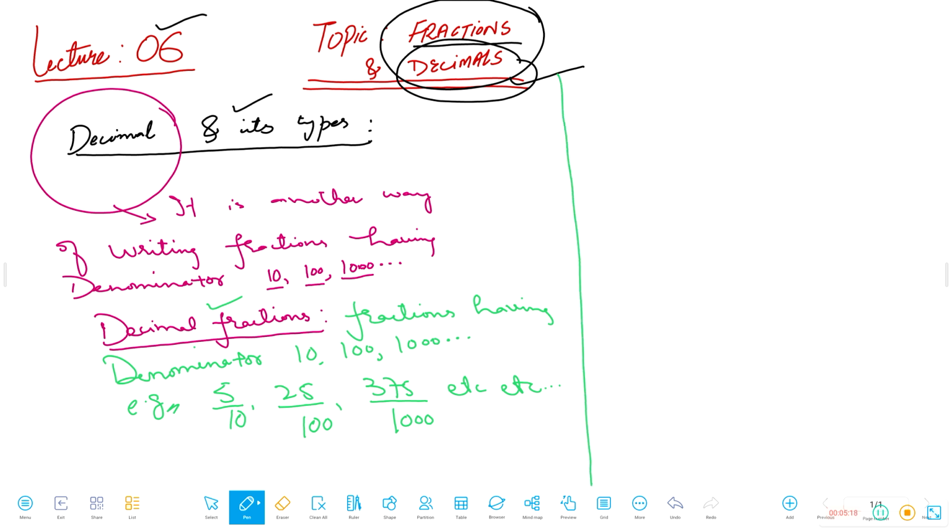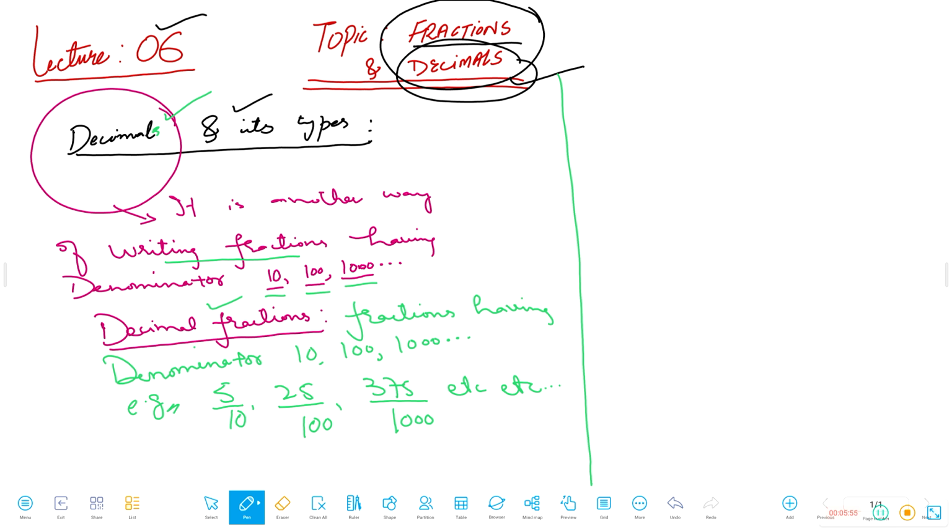What are decimals? Decimals are another way of writing fractions. एक दूसरा तरीका fractional numbers को लिखना, जिसमें हम fractional numbers को किसी दूसरे तरीके से लिख सकते हैं, that way of writing the fractional numbers we call decimals. And remember, these fractions, which we can write in another form, should contain their denominator as 10, 100 or 1000, that is the powers of 10.